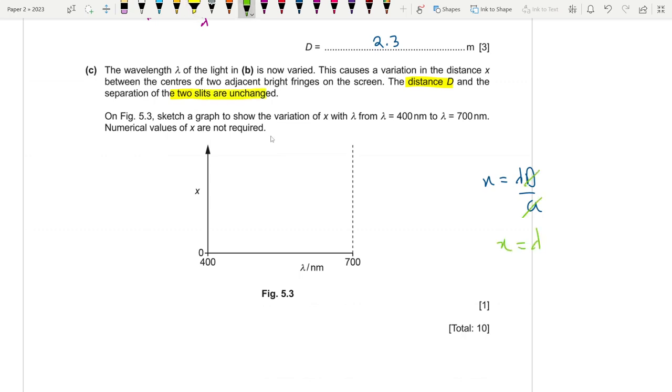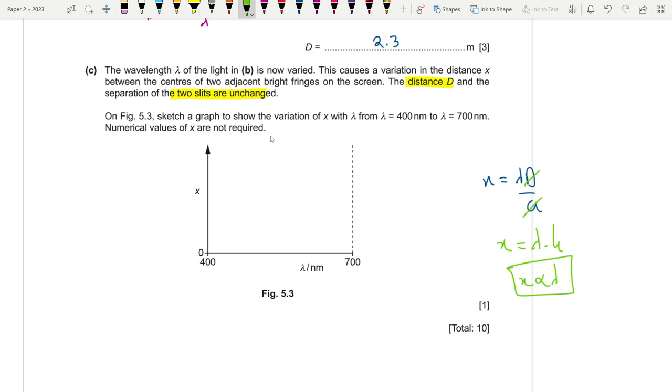So we can write x is equal to lambda into k, or x is proportional to lambda. So as we increase lambda, x will also increase. So it's a directly proportional relationship. So we should be getting a straight line. However, remember that it won't start from 0. X will not start from 0 because even at 400 nanometers, we do have a certain value of fringe width, right? So x will not start from 0.